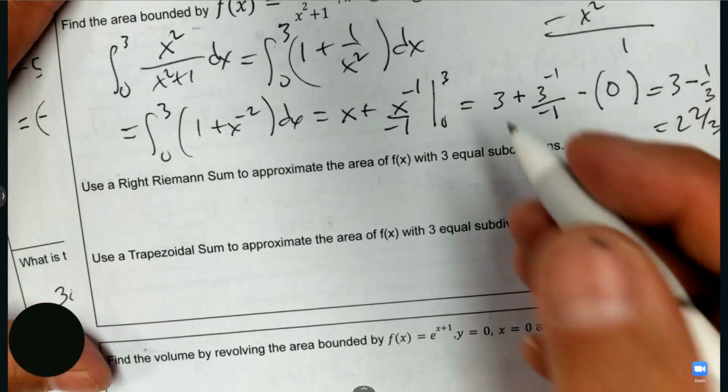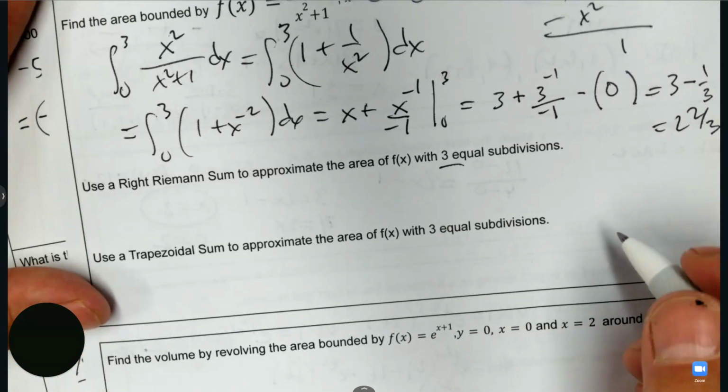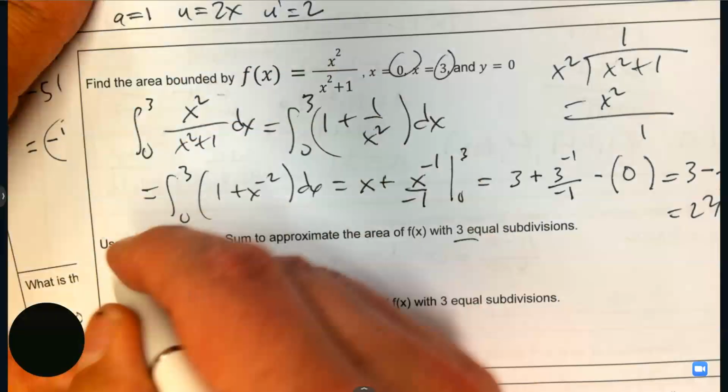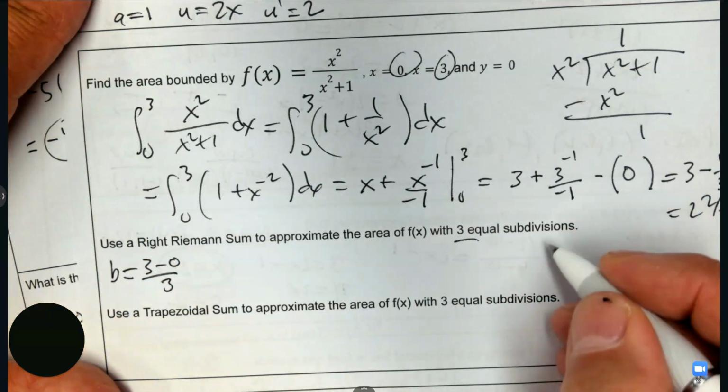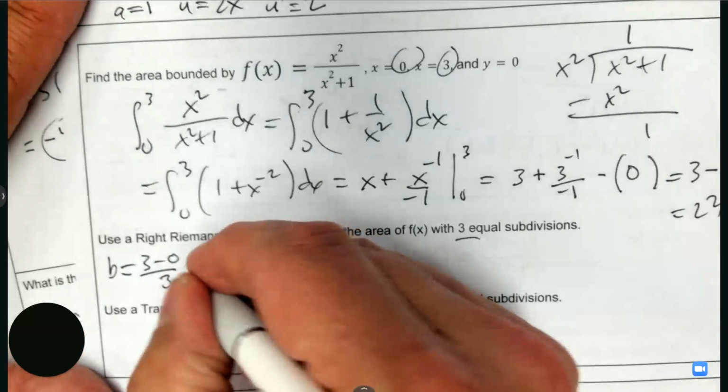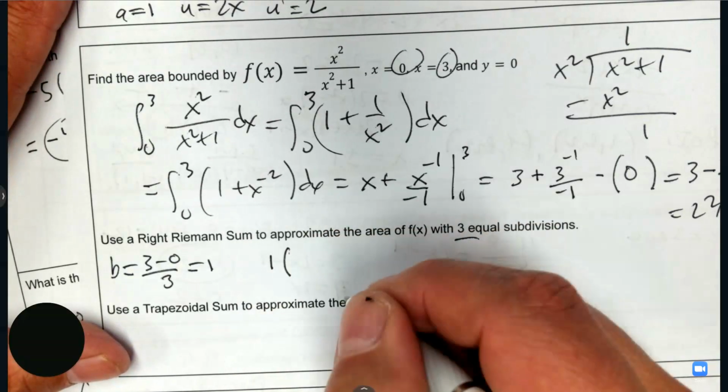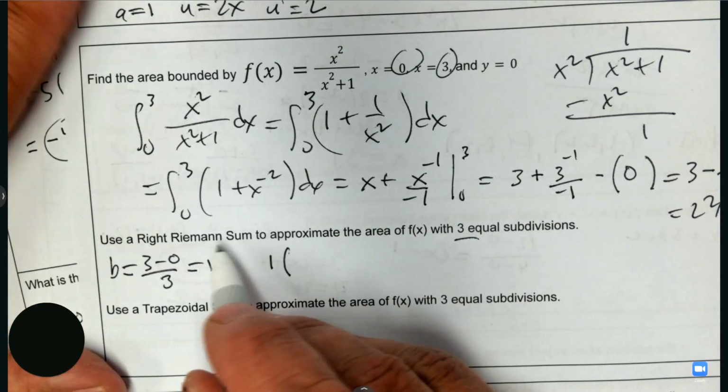A Riemann sum with 3 equal subdivisions. To find that equal base, you would subtract the bounds and divide by how many rectangles you have. So each base is 1. So you'd start with 1, and then write Riemann sum.